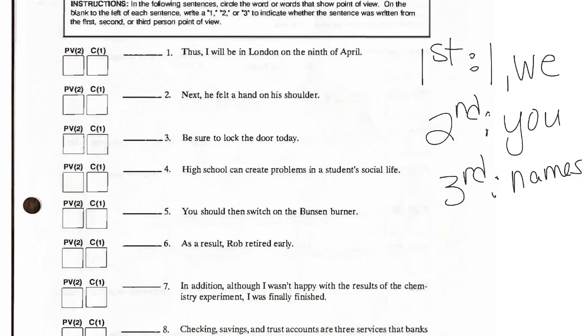So if you look at the first one, thus, I will be in London on the 9th of April. It has the I, so it is in first person. Next, he felt a hand on his shoulder. He goes down here. It's the he, she, they.